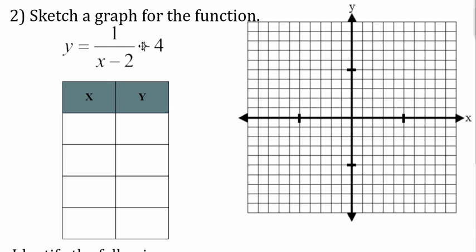And here's our second transformation, the +4. That's going to be an output change, a vertical change, moving it up 4 units. We're going to take all of the original outputs and add 4 to them.